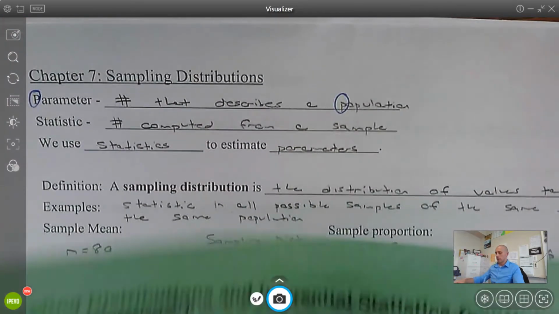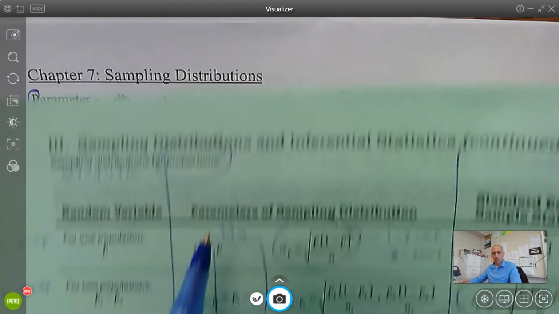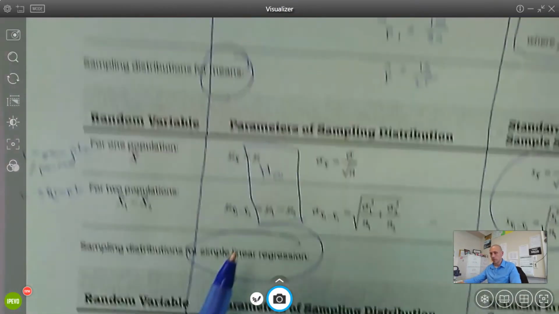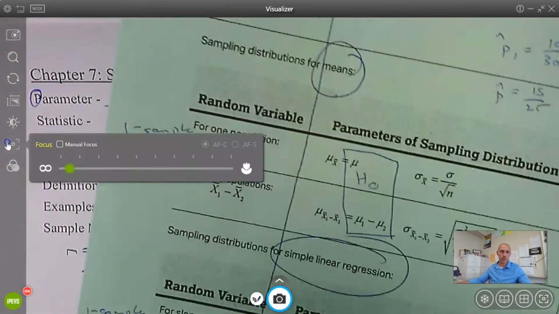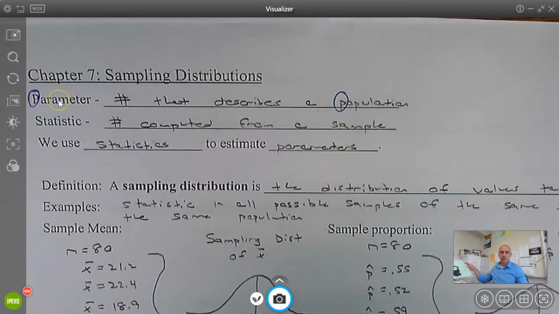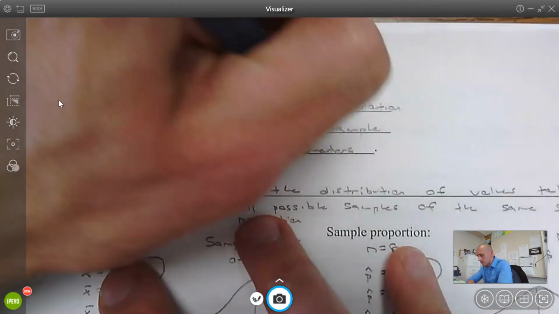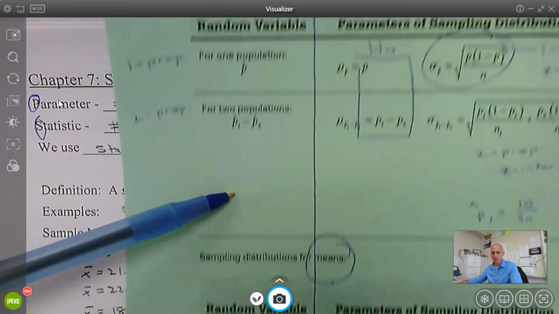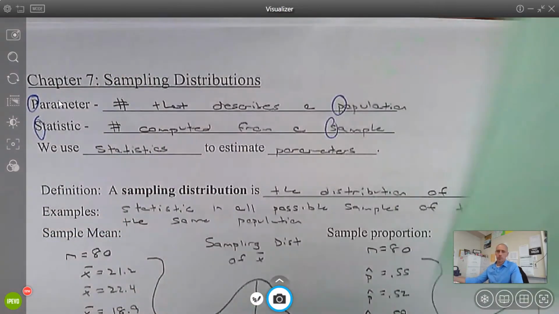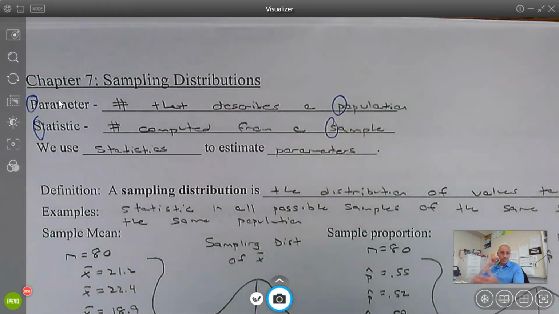It's important to recognize on your formula sheet, they list out the parameters for proportions, for means, for regression analysis. So all of that is there. Statistics are numbers computed from a sample. And the whole left column, that's your statistics that you can see there. So knowing those are on there. So we use these statistics to estimate parameters.